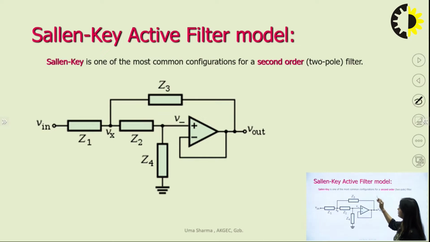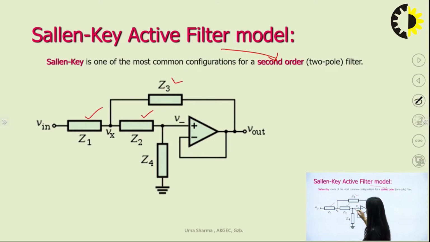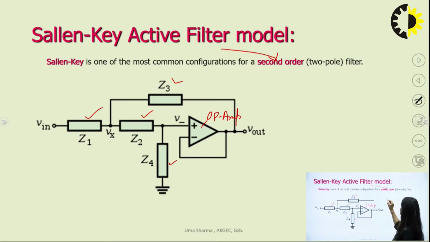Basically, this is a very popular model which is used for second order filter design. Sallen and Key are the names of the scientists who gave this model, by which we can implement the second order response very easily. So just look at the circuit. Here there are 4 passive components connected in the circuit, Z1, Z2, Z3 and Z4. There is one active element, that is the op-amp. This op-amp is connected in the non-inverting configuration.